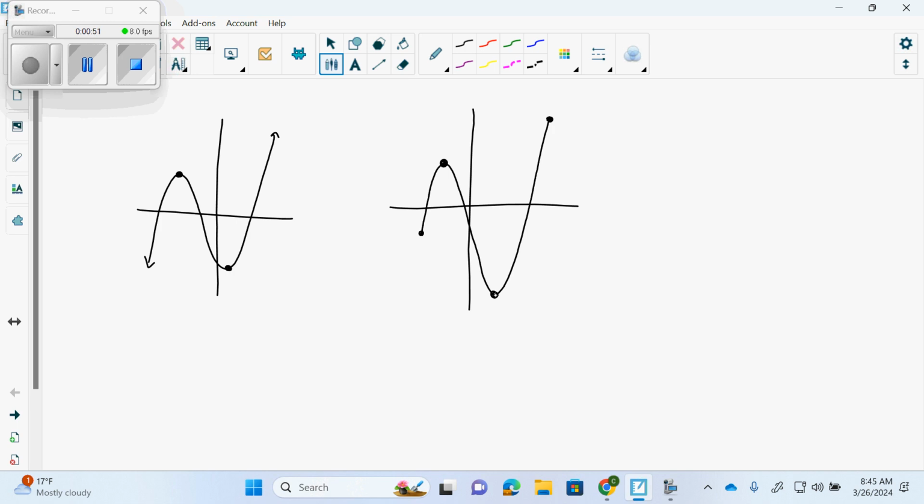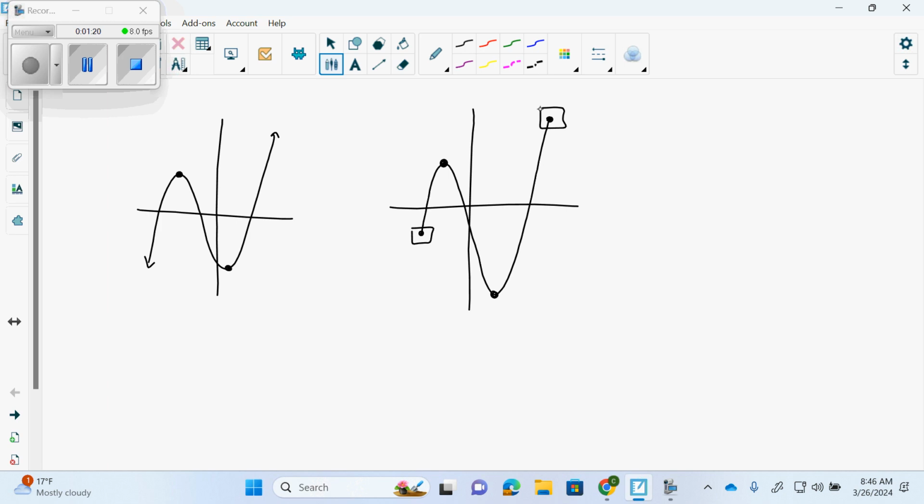Endpoints, restricted domains, like the endpoints, can't be local. They can either be absolute, the highest or the absolute lowest, or just an endpoint. Okay? So what would this one be? Endpoint. What would this one be? Absolute max. So these are still maxes and mins, the actual maxes and mins. This endpoint's an absolute max, that one's just an endpoint. Endpoints can't be local. Okay?